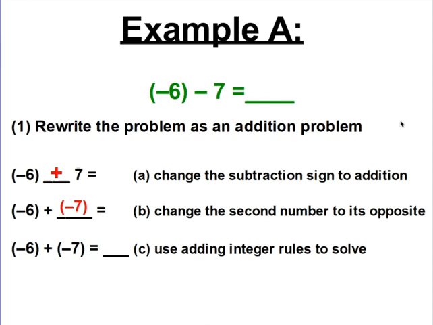And now we have an addition problem that we've learned how to solve already. So same sign means find the sum. 6 plus 7 is 13. Both signs are negative, so we're going to keep the negative sign. So the answer to this problem is negative 13.